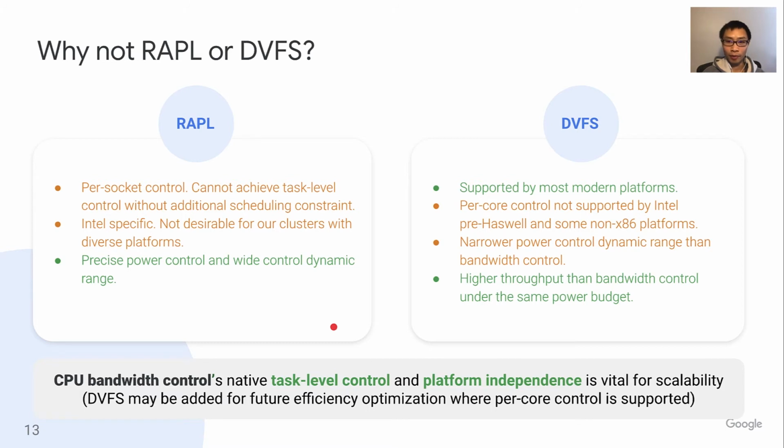DVFS is supported by most modern platforms, but its per-core control is not. For example, it's not supported by Intel pre-Haswell microarchitectures and some non-x86 platforms. It has narrower power control dynamic range than CPU bandwidth control. However, it does have the merit of higher throughput than bandwidth control under the same power budget. We decided that CPU bandwidth control's native task-level control and platform independence is vital for scaling out our system, although DVFS may be added for future efficiency optimization where per-core control is supported.